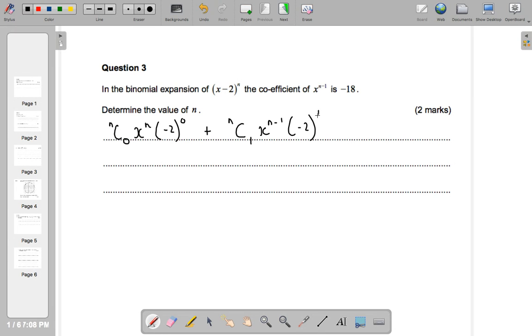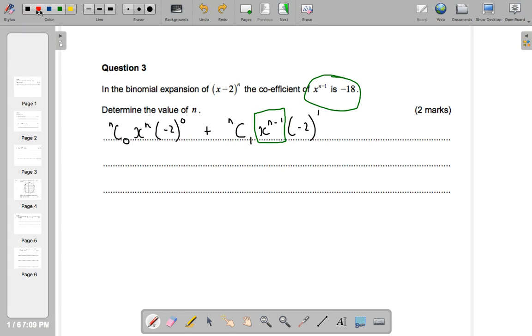Okay, now what it's asking for is find n if we know that the coefficient of x to the n minus 1 is -18. So I can see already here that I've got that term, so I don't really need to go any further. And its coefficient, remember coefficient means the number in front of the term, is going to be made up of these two things here. The nC1 and the -2 to the power of 1. So let's have a look here at that situation. And we know it's -18.